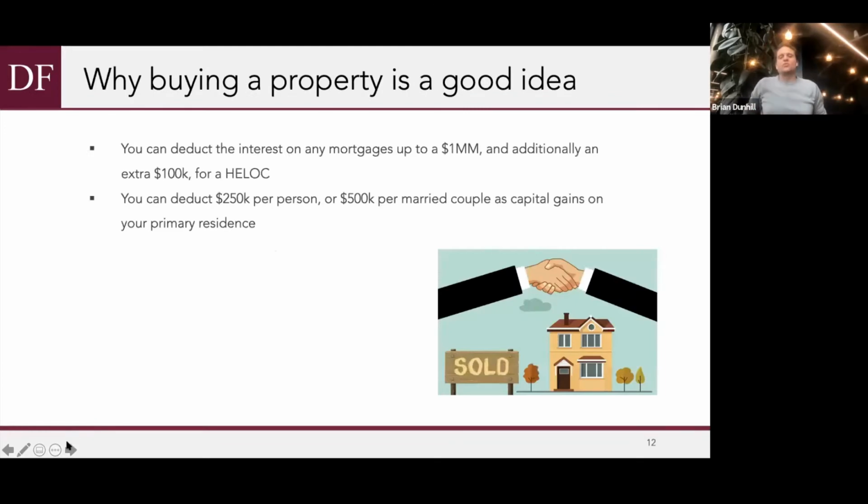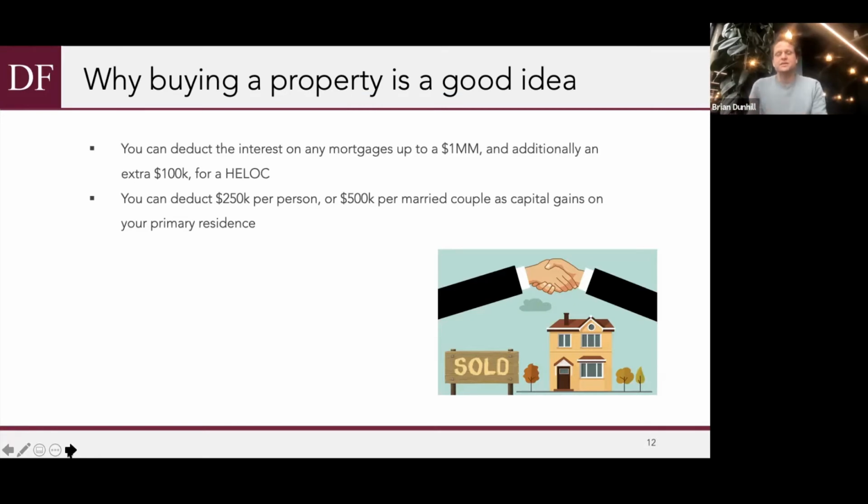You'll always want to include real estate inside of your financial plan. And there's a lot of reasons why you want to buy real estate, especially when you're resident in America. The first one is really revolving around taxes. Any mortgage that you collect, you're allowed to actually deduct your interest up to $1 million and an extra $100,000 if you have a home equity line of credit. This gives you a nice tax write-off that you can offset your salary in the United States.